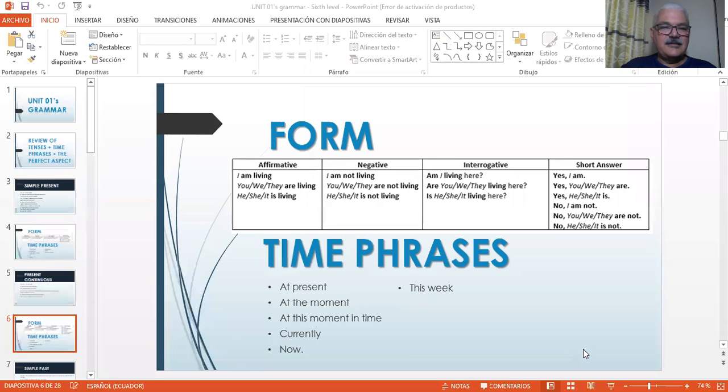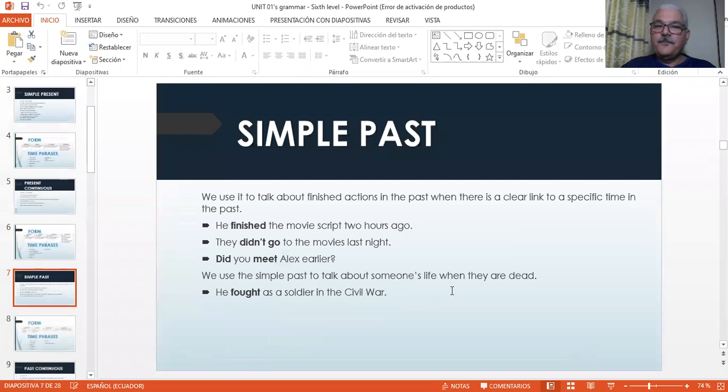Let us, again, try to share with you some sentences in which you understand what we have to explain. Okay, then here first, I'm going to show you the uses according to your book. We use it to talk about finished actions, which had happened in the past, of course. And there is a clear link to a specific time in the past. For instance, he finished the movie script 2 hours ago. They didn't go to the movies last night. Did you meet Alex earlier?